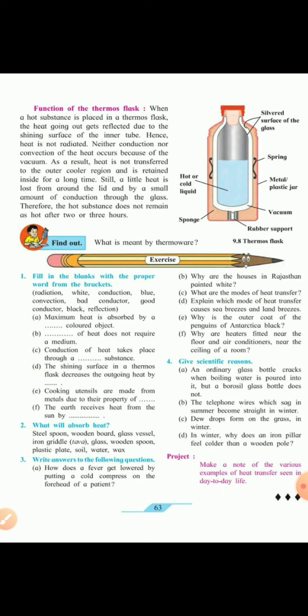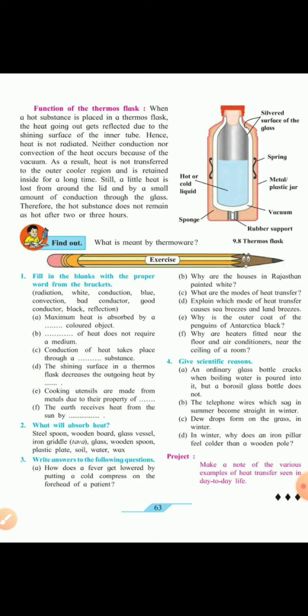Observe it: the double-walled glass jars, and the inner silver surface of the glass. There's a spring, a metal or plastic jar, a vacuum in between the two layers, and a rubber support. So you can store hot or cold liquids in it.